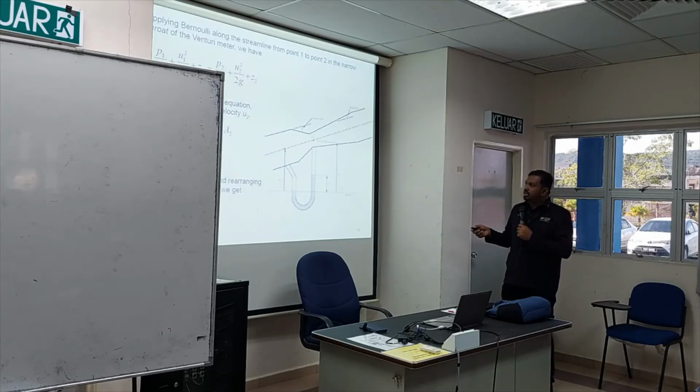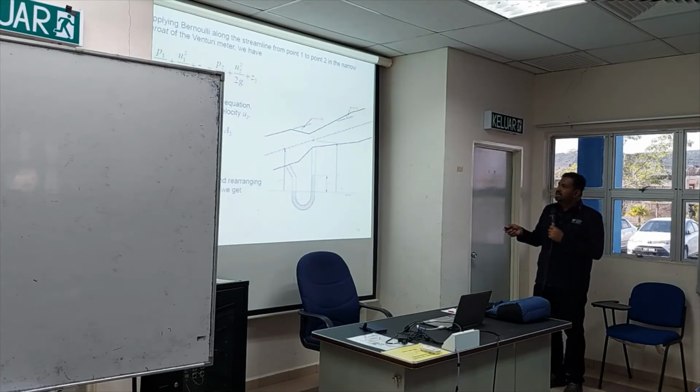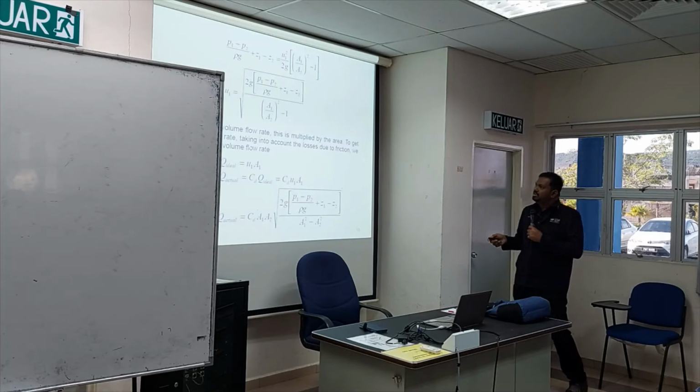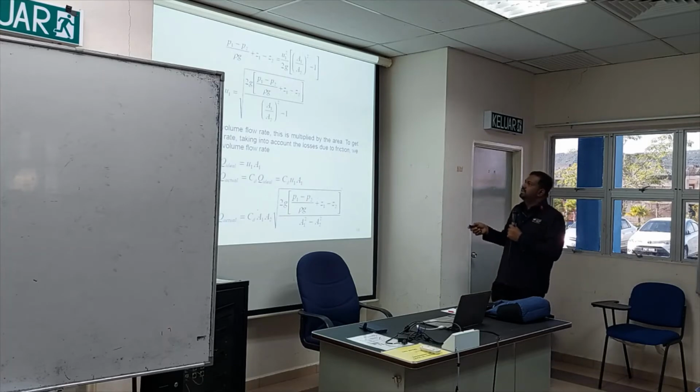Okay, so gunakan continuity equation, they eliminate velocity U2, and they substitute inside the Bernoulli's equation. So this is the equation, then this is the continuity equation, then you akan dapat. Okay, so this is the derivation lah. So you can go through dulu. If you tak faham, you boleh tanya saya lah.